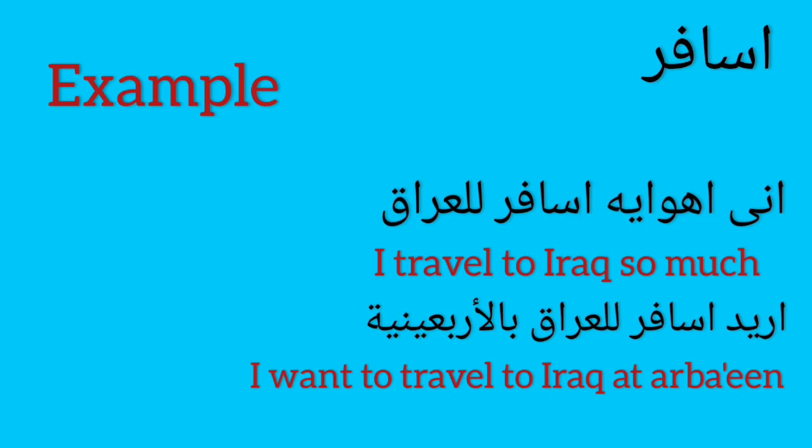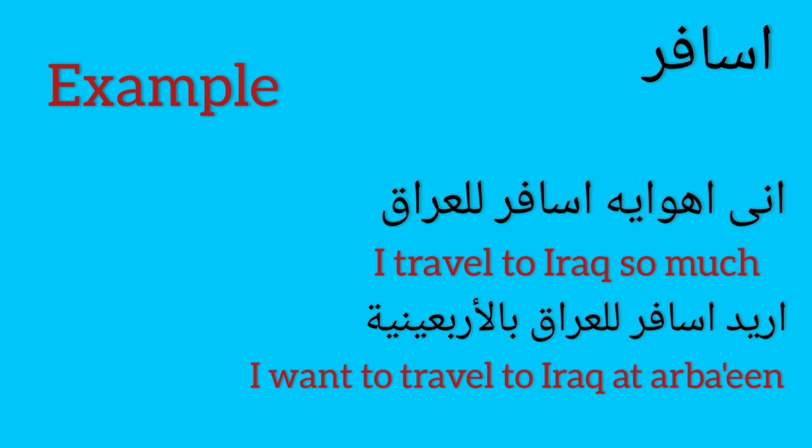The third one is أسافر. أسافر means I travel. For example, أني هواية أسافر للعراق. I travel to Iraq so much. هواية basically means so much, أسافر I travel, and للعراق means to Iraq. ل is a preposition and means to.